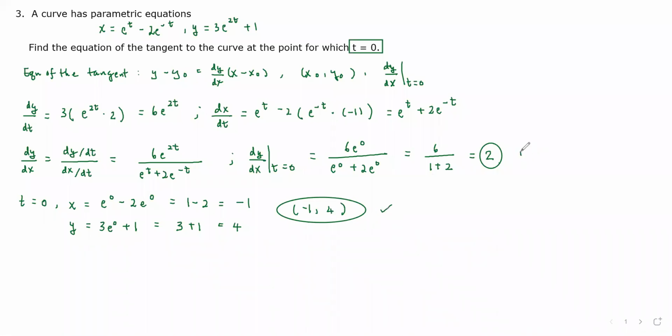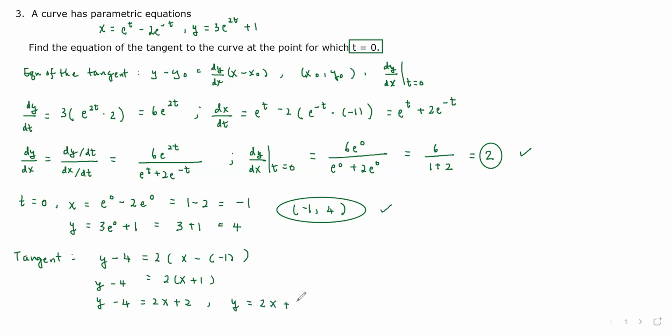Substitute these two into the equation of the tangent. We have y minus y naught, which is y minus 4, equals dy/dx, which is 2, times x minus x naught, which is x plus 1. So y minus 4 is 2x plus 2. Bring the negative 4 over. Then we have y equals 2x plus 6 as the equation of the tangent.